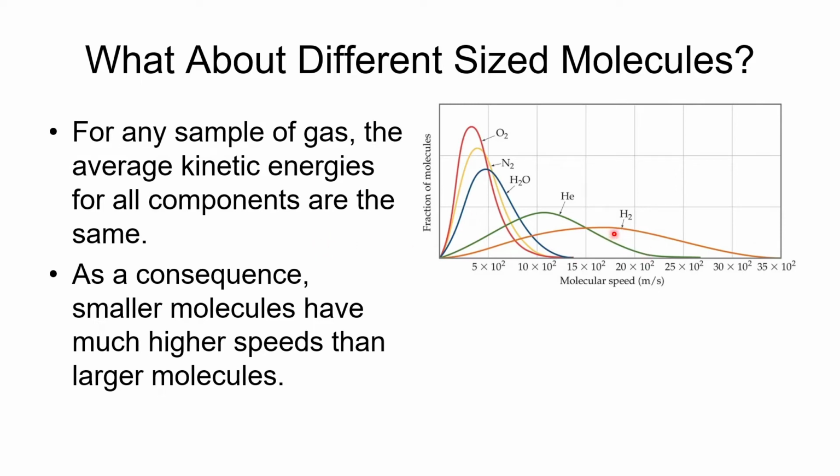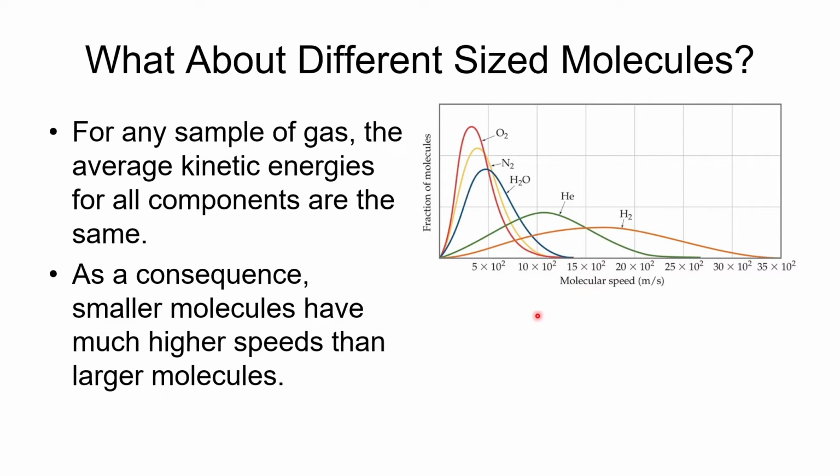So here we've got hydrogen and helium. They're very small molecules, and you'll see that they are moving much faster than our bigger molecules like oxygen and nitrogen. So we get a narrower distribution of speeds for the bigger molecules, and it tails off much faster. And for the smaller molecules, we have a much broader distribution of speeds.